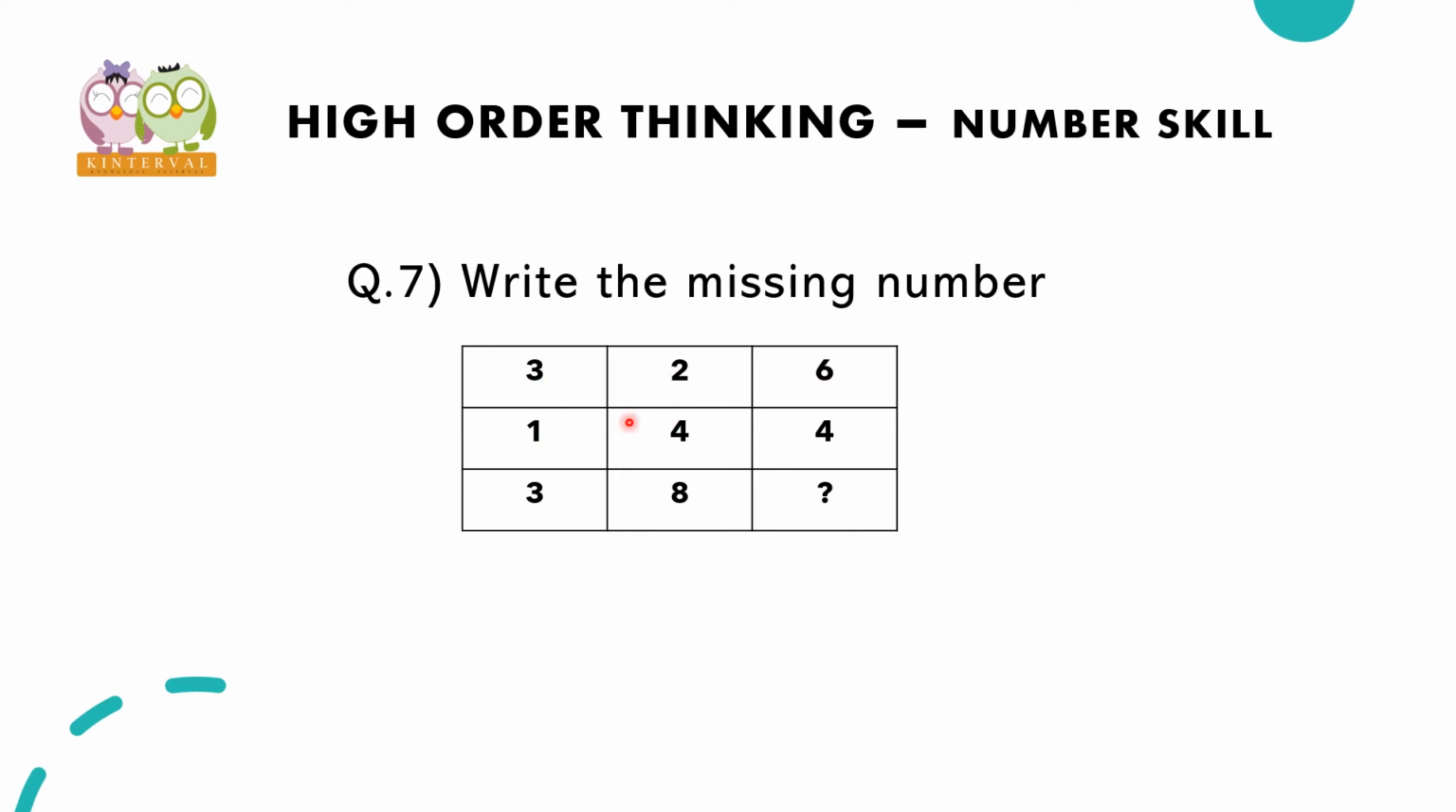3 2s are 6, 1 4 are 4. Now we'll see the standing one: 3 into 1 gives you 3, 2 into 4 gives you 8. So in all the squares, we can see very clearly that multiplication is done. So 6 4s are 24 and 3 8s are also 24. So the answer will be 24. Clear children?